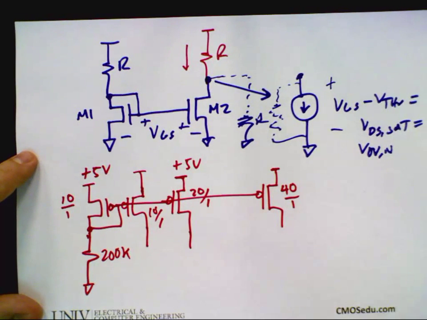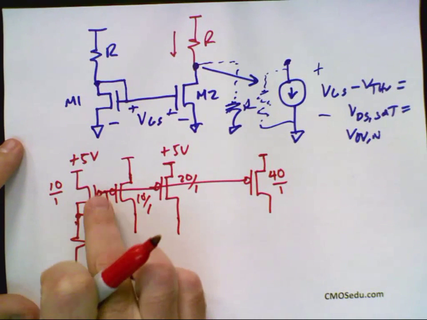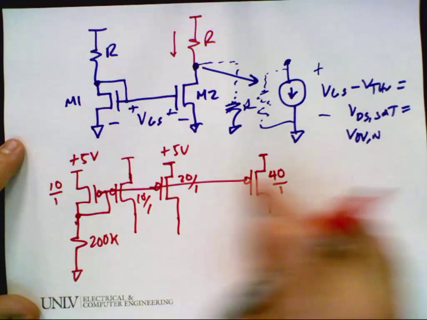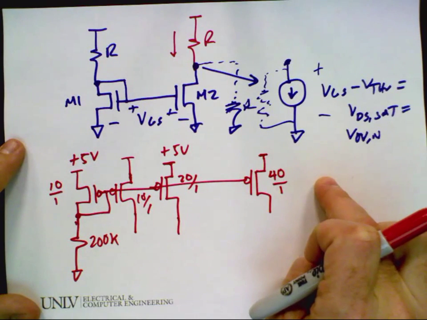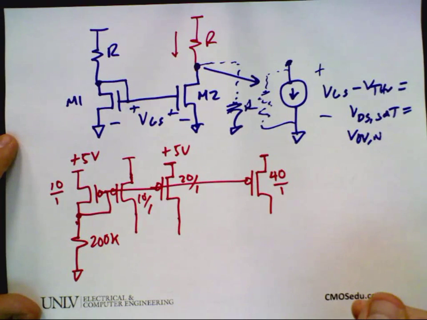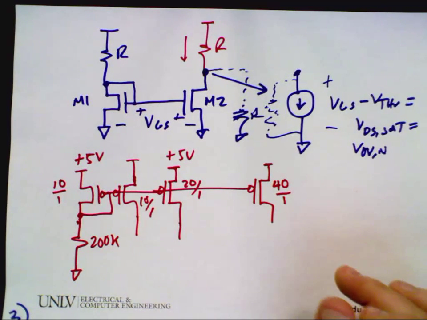Okay, so before I go, this notation, this gate and drain are tied together. These are all tied together, so the gates of every one of these transistors are tied together and their sources are all tied together.